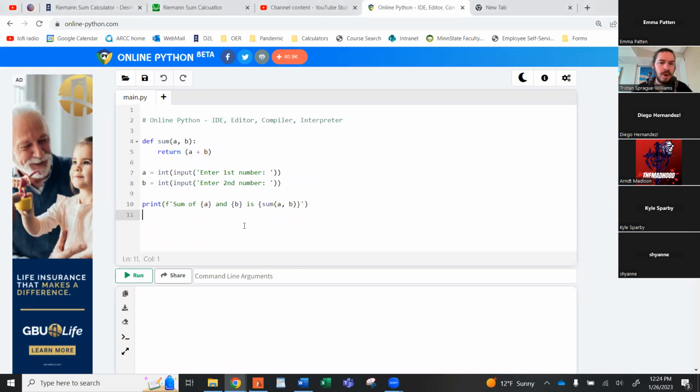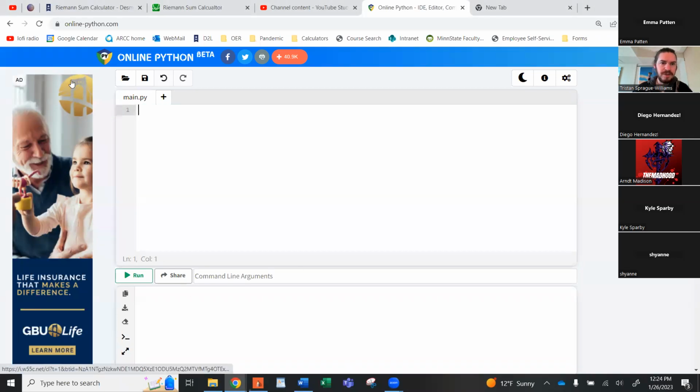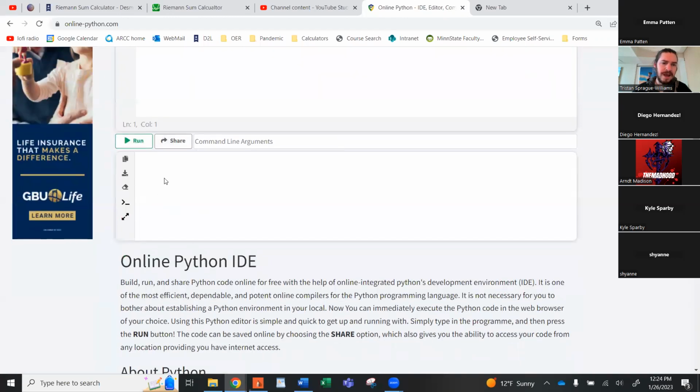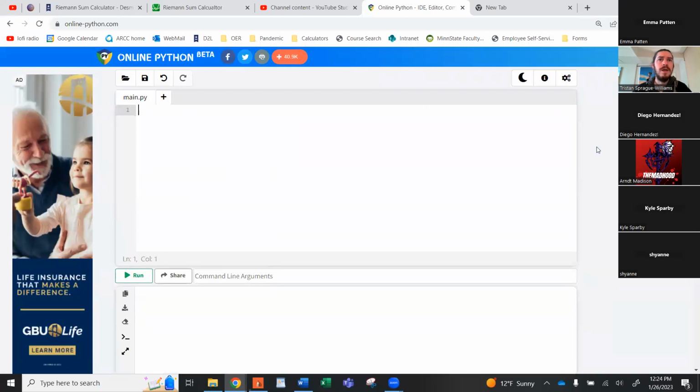Okay. So the first thing you want to do is delete everything from this file here. This says main.py. This is going to be where we type our code. Then we're going to click run, and all of the outputs are going to get spit out down here.